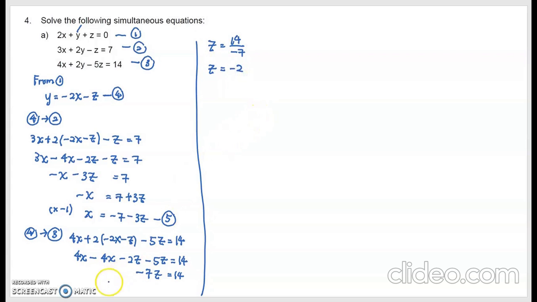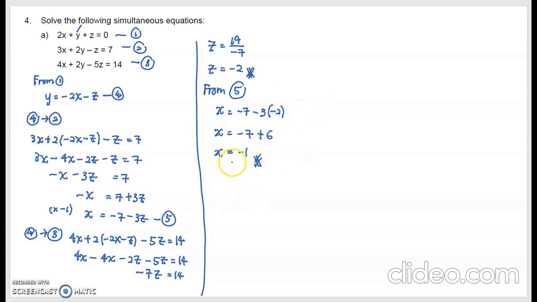So fortunately, this x can be cancelled out. So we can straightforward get the value of z. Next, from here, I can try to find the value of x. So from equation 5, x is equals to negative 7 minus 3z. Z is negative 2. So here x is equals to negative 7 plus 6. So x is equals to negative 1.